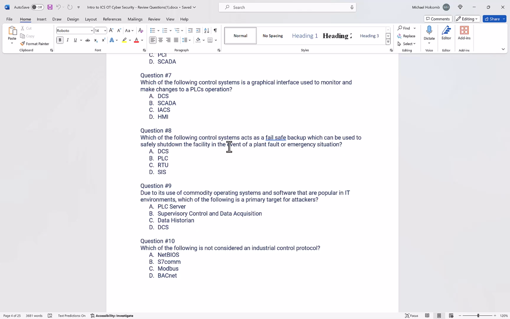And then question number 10, which of the following is not considered an industrial control protocol? This is another one where I threw in something that hopefully jumps out. If you come from the IT world, NetBIOS could stand out as that Windows protocol, right? It's very chatty, and Windows systems love to talk to each other and share tons of information about each other. There are lots of different aspects to NetBIOS from a security perspective. But yes, NetBIOS is an IT protocol, if you want to label it as such.